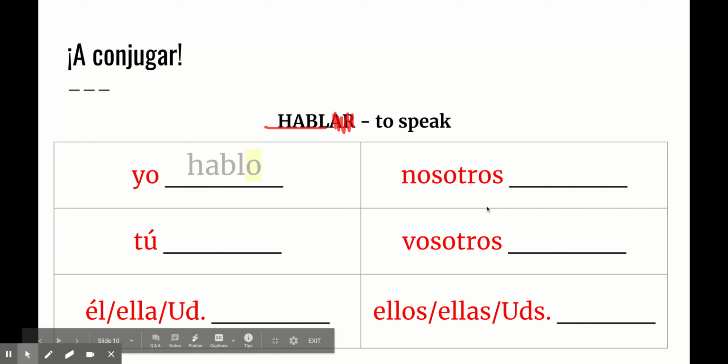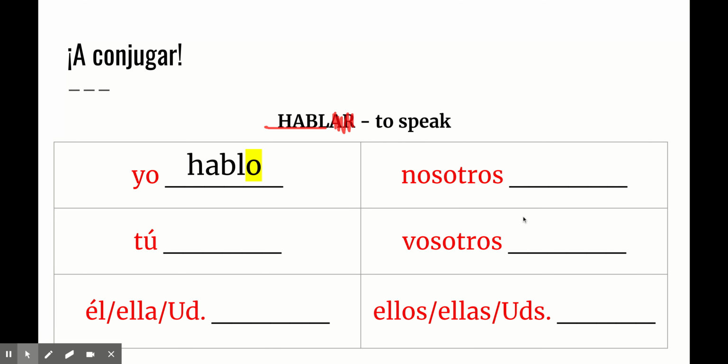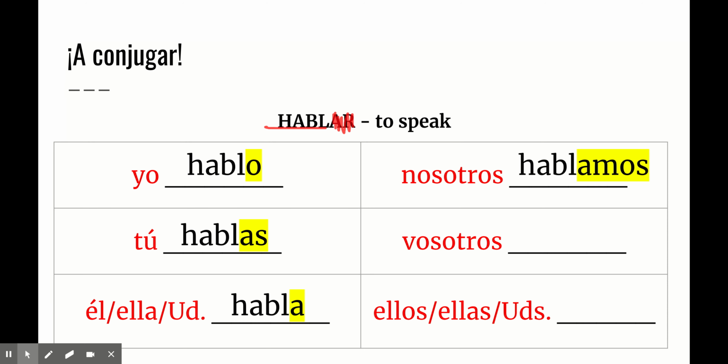And we're going to get in the yo form, habl-o, okay, right? We're changing the AR to an O. Hablo. Tú hablas. Él, ella, usted habla. Nosotros hablamos. Vosotros habláis. And ellos, ellas, ustedes hablan. Okay, ellos, ellas, ustedes hablan.